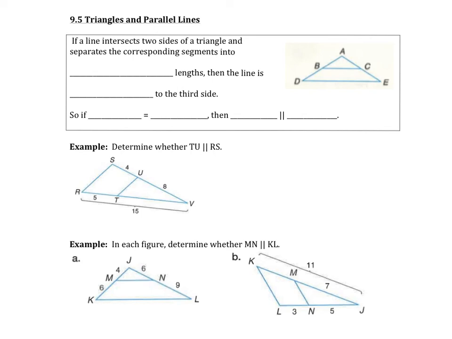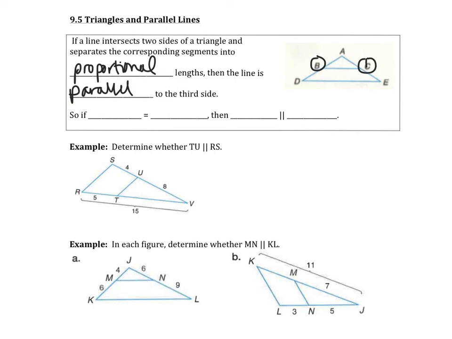And this theorem says that if a line intersects the two sides of a triangle, so it's intersecting here at B and C, and separates the corresponding segments into proportional lengths, then the line is parallel to the third side of the triangle.